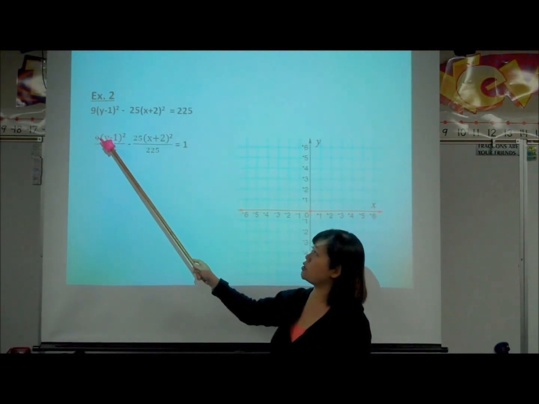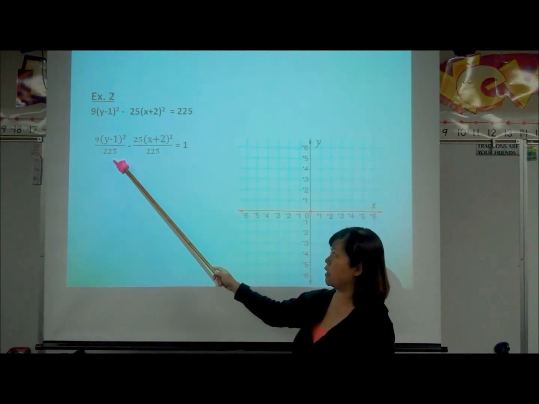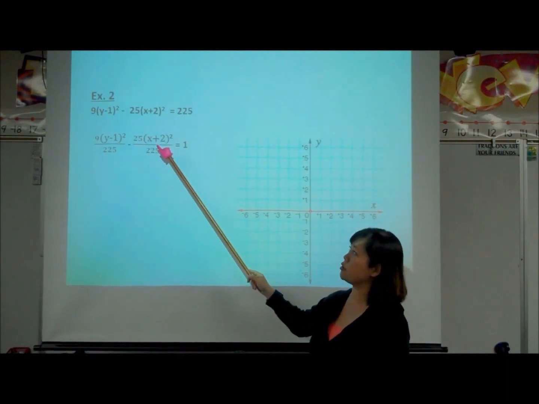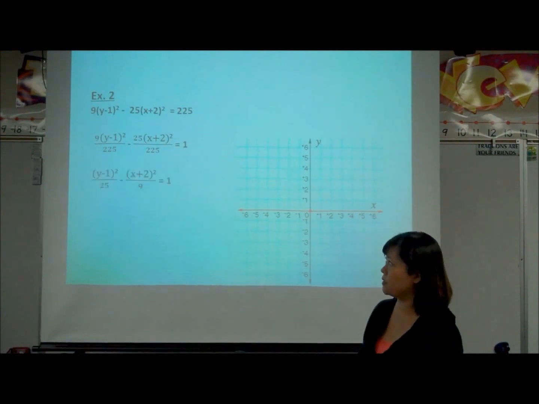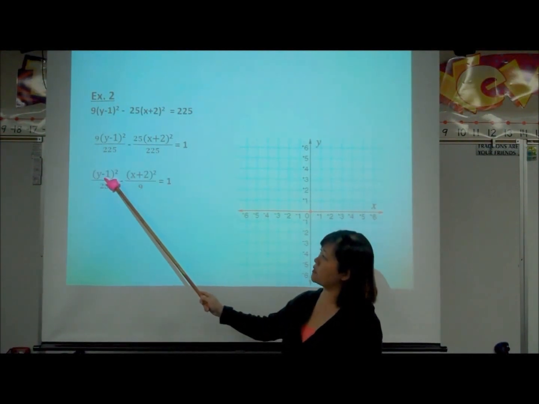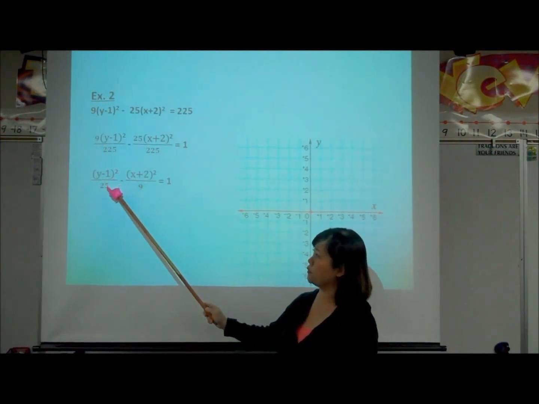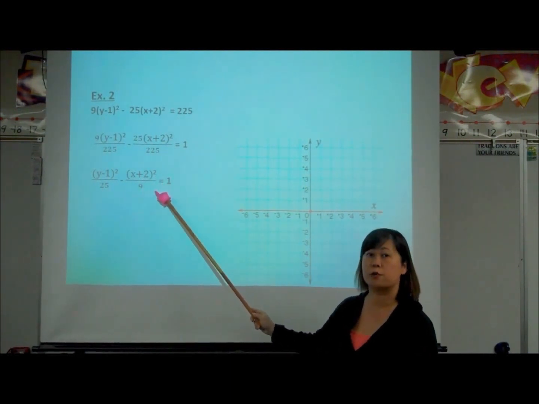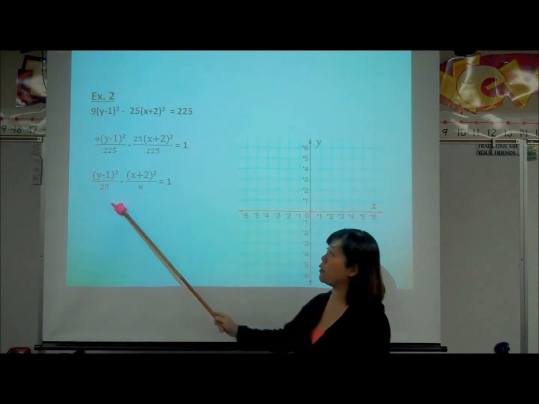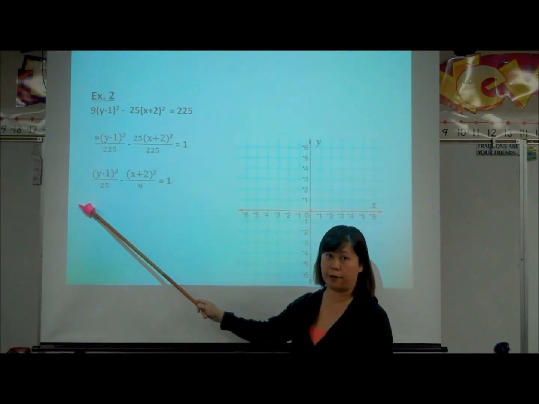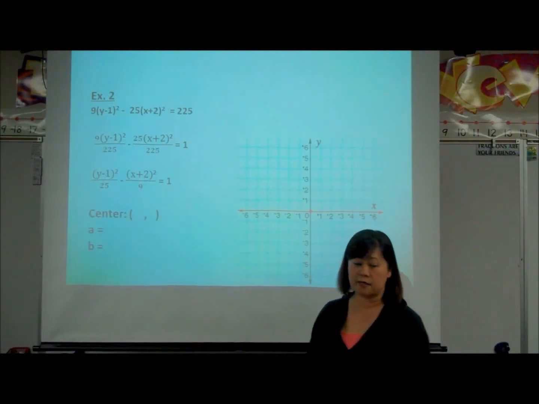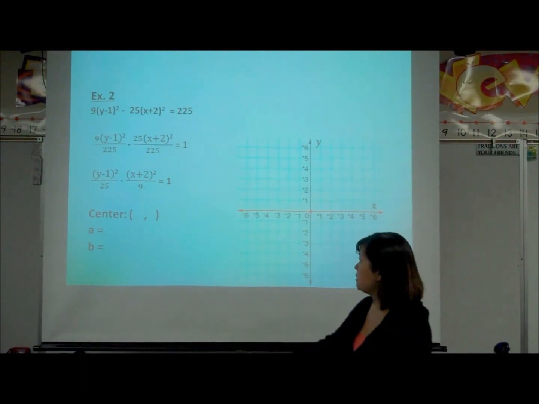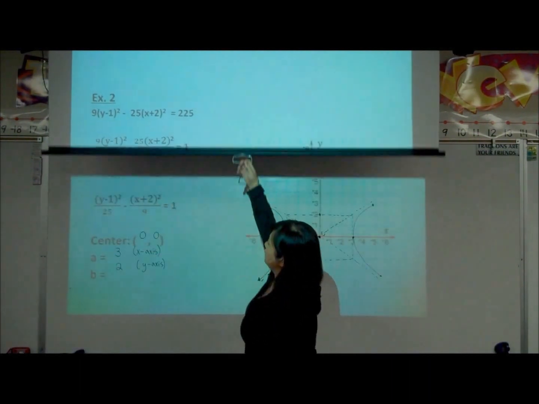So 9 should go into 225 25 times. And then 25 should go into 225 9 times. So if we simplify that, we now have (y minus 1) squared all over 25 minus (x plus 2) squared all over 9 equals 1. So again, this is going to be the equation that we're going to graph out for the hyperbola right there. Okay? So we're going to still find the center and the a and b. So let me go ahead and do that.